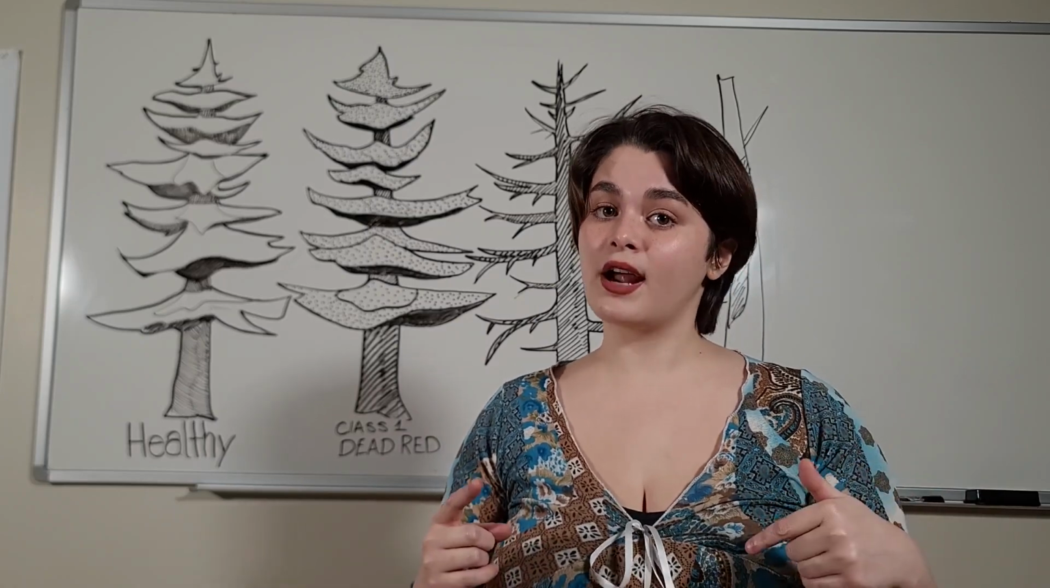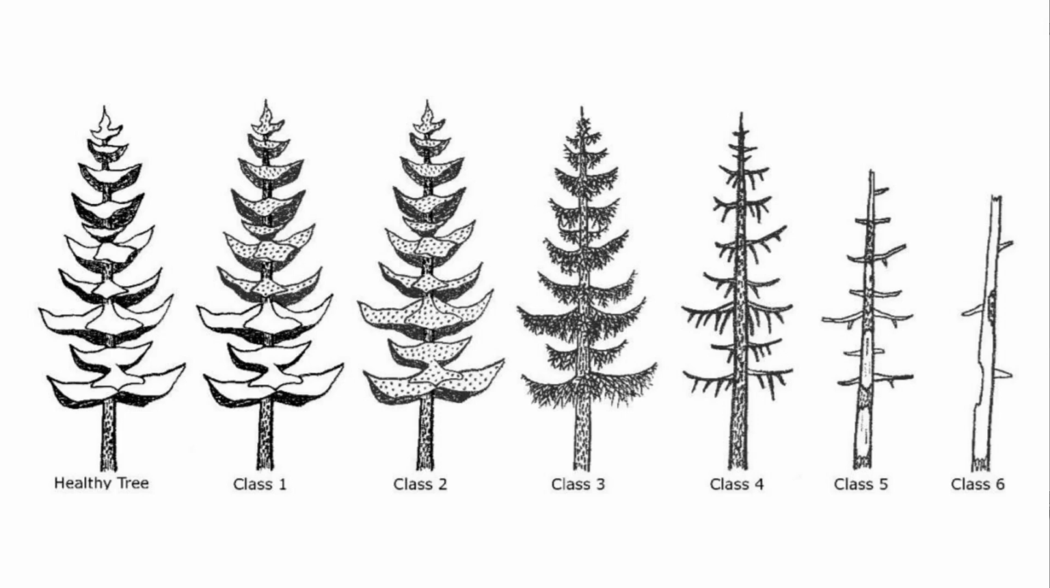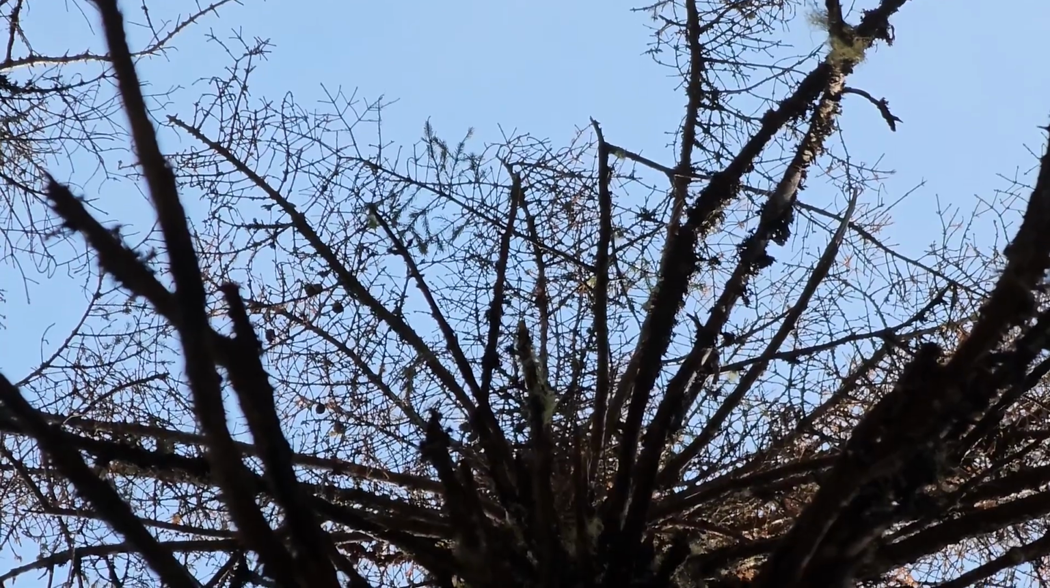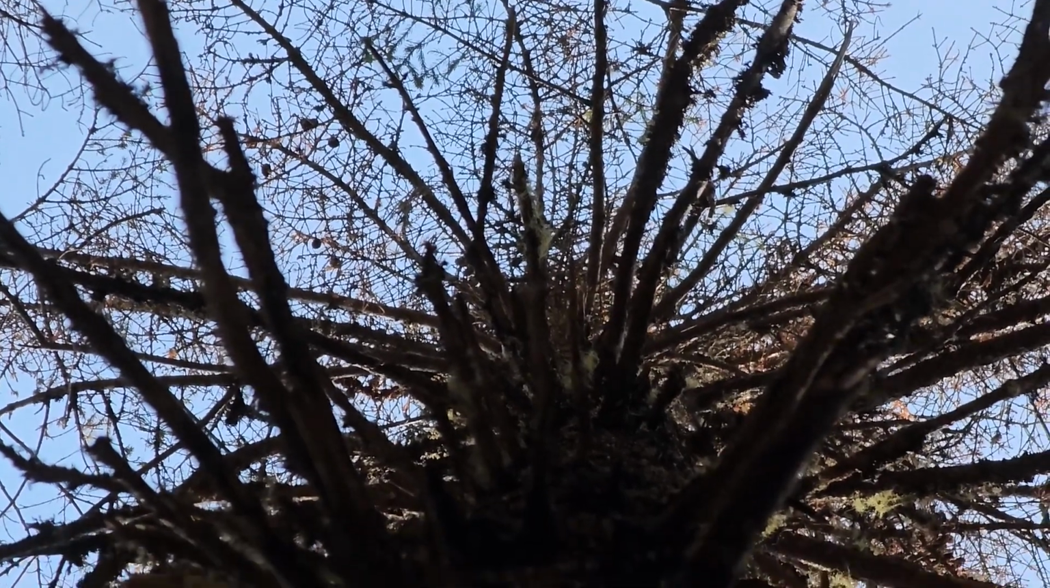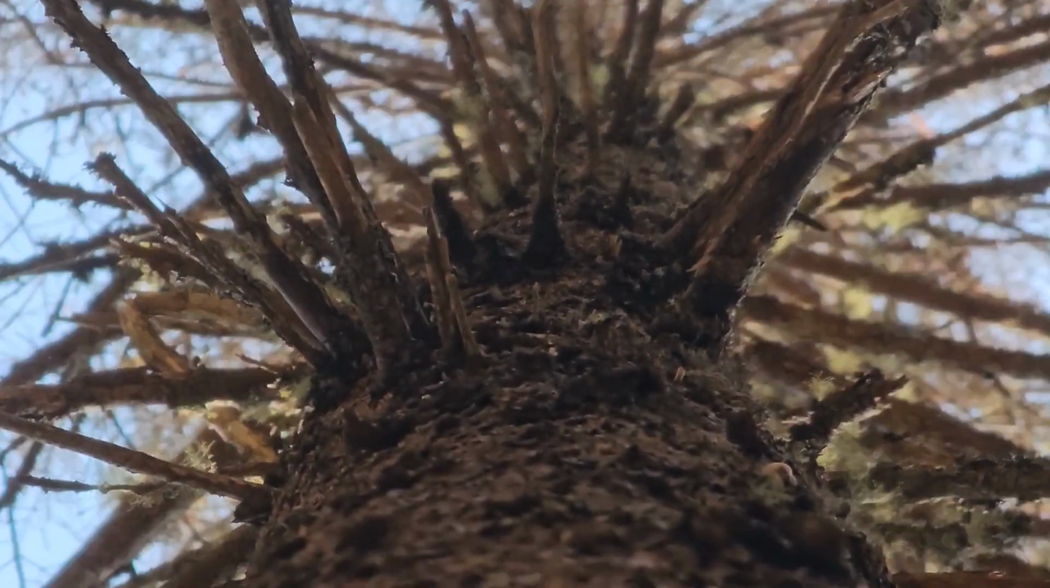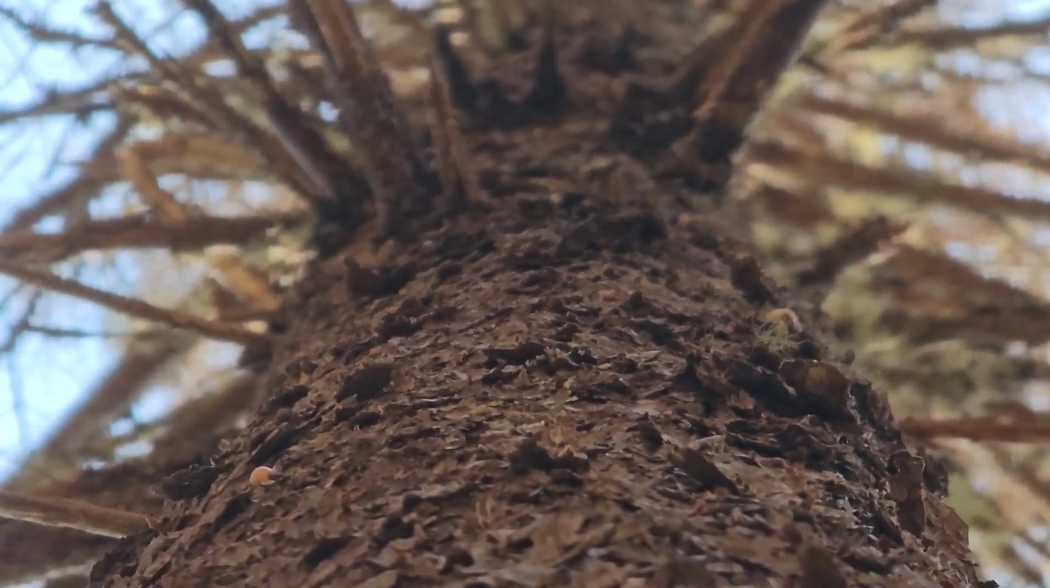Class 1, dead reds. Class 2, dead trees that still have both their large branches and their small branches. Class 3, trees that only exhibit their larger branches. And Class 4, dead poles that have actually dropped all of their branches and most of their bark.